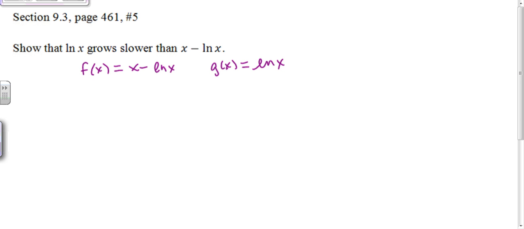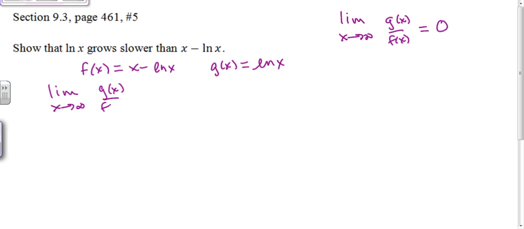Now, as we've been talking about in this section, if g grows slower than f, then the limit as x goes to infinity of g of x over f of x is going to be equal to 0. So the way to attack this problem is to take the limit as x goes to infinity of g of x over f of x and evaluate it and see if that's equal to 0. And if it is, then I'll know that g of x grows more slowly than f of x. So let's start by substituting in.